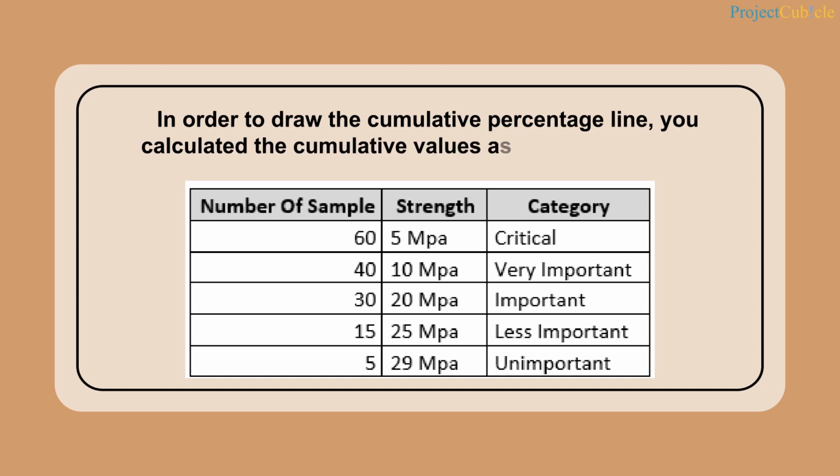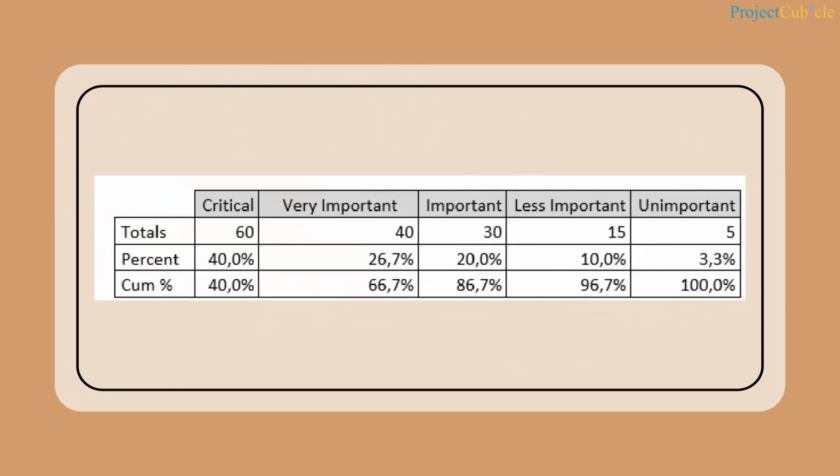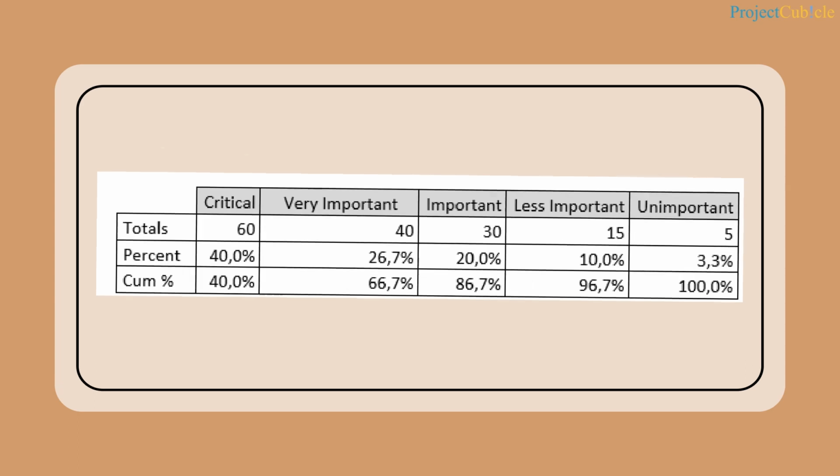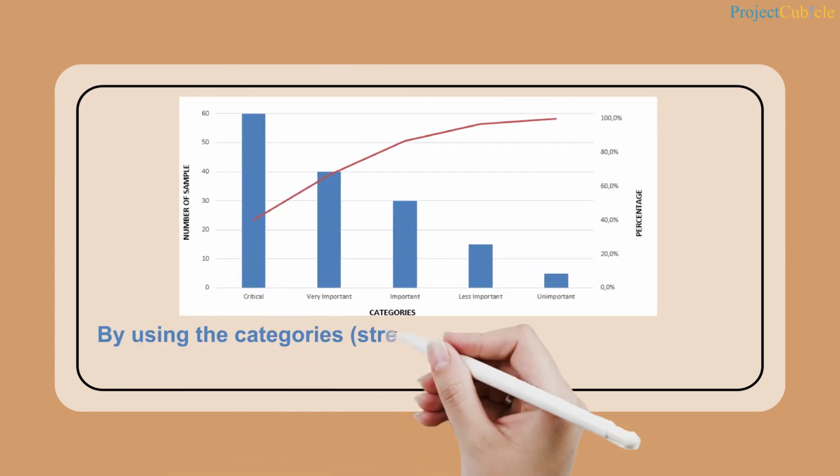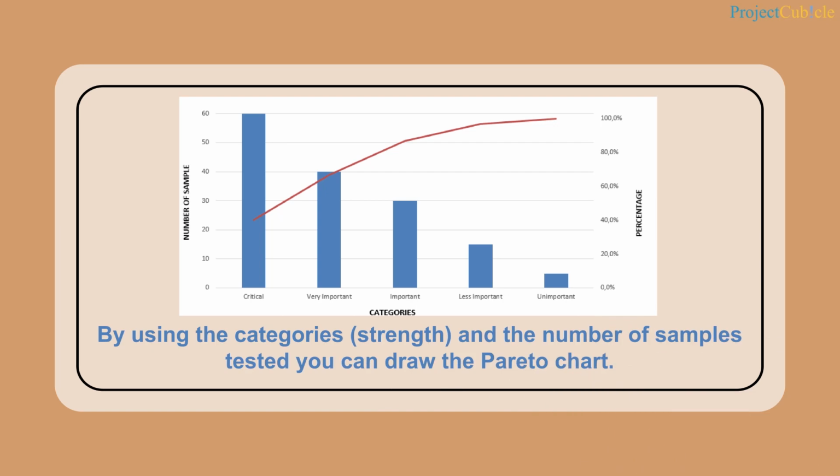In order to draw the cumulative percentage line, you calculated the cumulative values as shown in the table. The total number of samples is 150 so that the percentage of critical samples are 40. By using the category's strength and the number of samples tested, you can draw the Pareto chart.